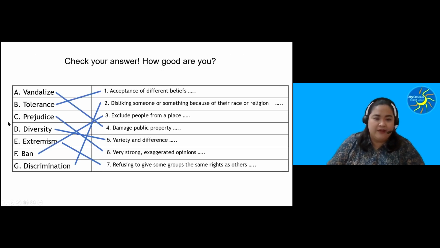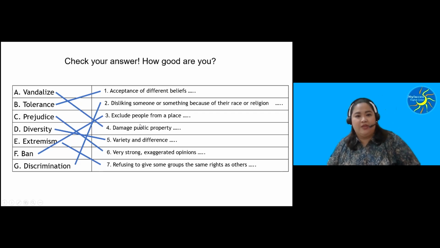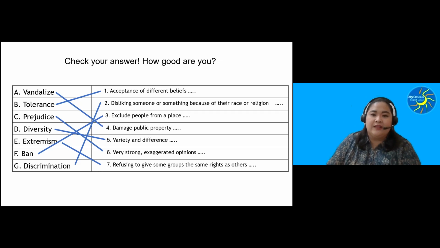How good are you now here? Vandalize, damage public property. Okay? Tolerance, acceptance of different beliefs. Prejudice, very strong, exaggerated opinions. All right? Diversity, variety and difference. Yeah? Extremism, refusing to give some groups the same rights as others. Ban, exclude people from a place. And the last one, discrimination, disliking someone or something because of their race or religion.